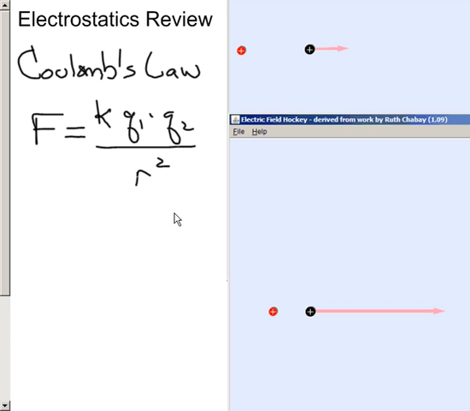So in this case, this one might be Q1. This other charge might be Q2, and R would be maybe the distance between the two charges.